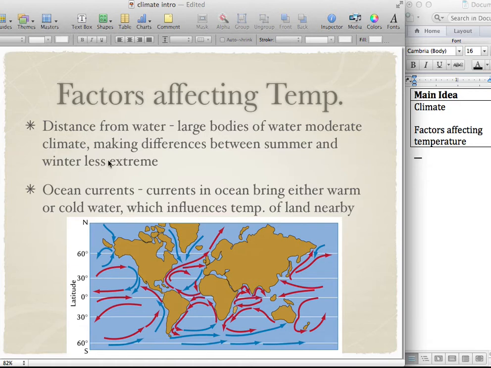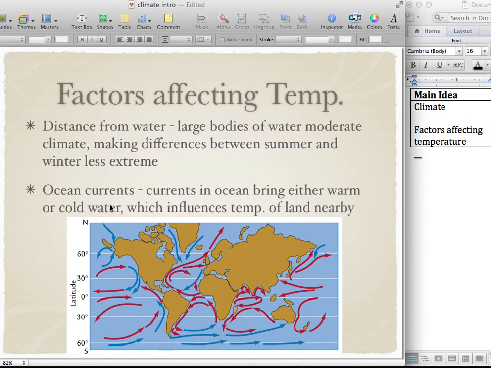If you were to go to Savannah in the summer, it doesn't get quite as hot as it does in Atlanta, and it doesn't get quite as cold in the winter because the Atlantic Ocean there, right, keeps the temperature a little bit more constant because water takes so long to heat up and cool down.